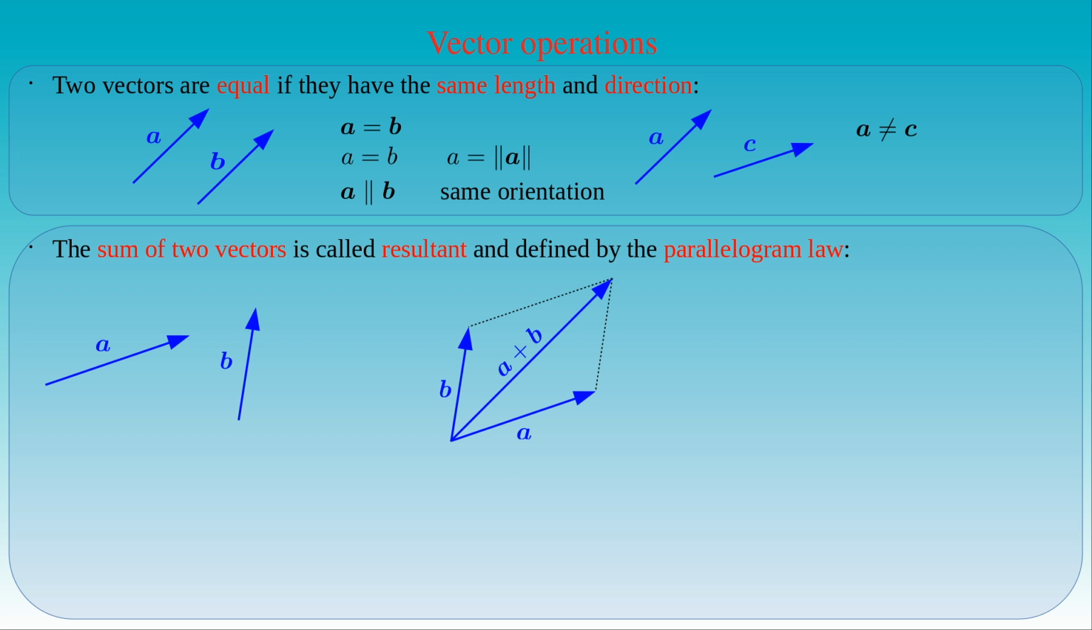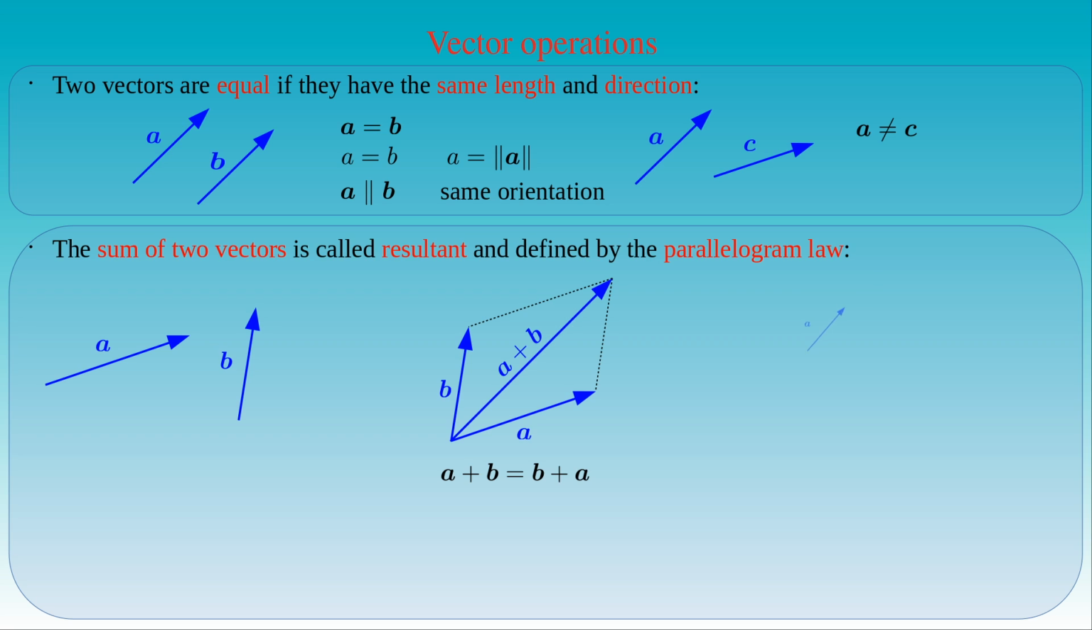By the construction of the parallelogram, we can see that the sum of two vectors is commutative. That is, A plus B is equal to B plus A, meaning the order of the vectors does not matter in this operation. We can also see that the sum of vectors is also associative.